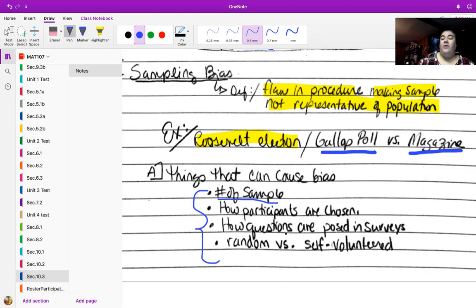And finally, as I mentioned before, in how your participants are chosen, you want random versus self-volunteered, okay? You want just a random grouping of people who are representative of your sample. You don't want people who will volunteer themselves, because then they have an agenda that they want to put out there, and you're not going to get unbiased data, okay?